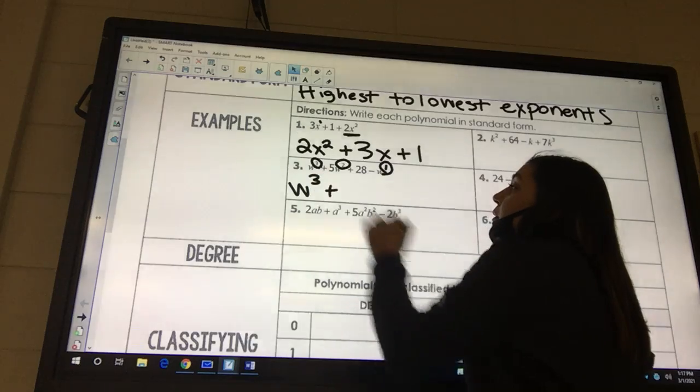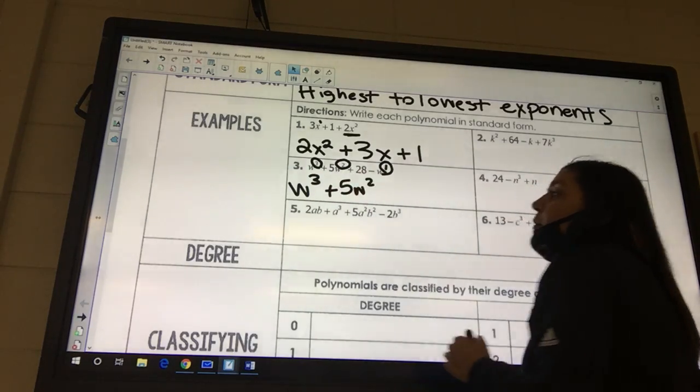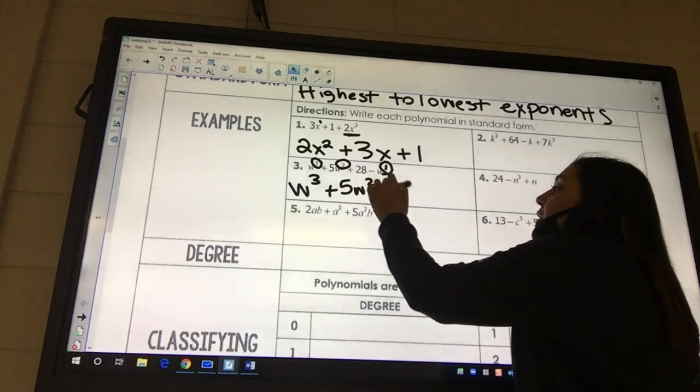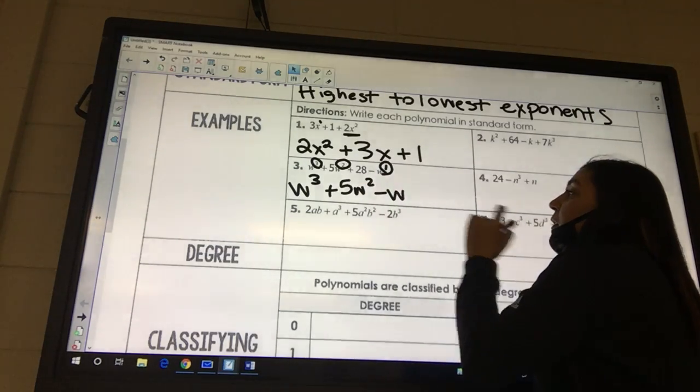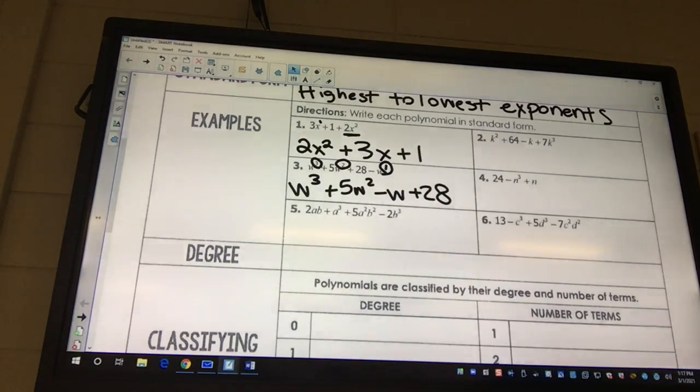What comes next? 5w to the 2. What comes next? w. Yeah, so you're going to say minus w. What comes last? 28. The 28, which is called a constant. And we'll talk about that. All that means is it has no letter.